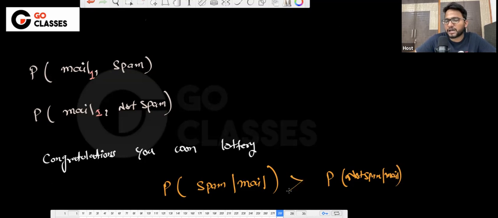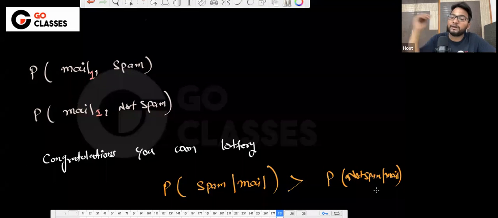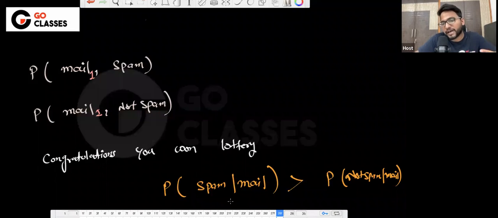Which one is higher? If this is higher, you will say it is spam. If this is higher, you will say it is not spam, right? So that's what you can do. Why? Because you have the joint probability distribution. If you have the joint probability distribution, can you check whether some mail is spam or not? Can you calculate these conditional probabilities? You can calculate them, right? If you have the joint probability distribution, you can calculate the conditional probabilities.